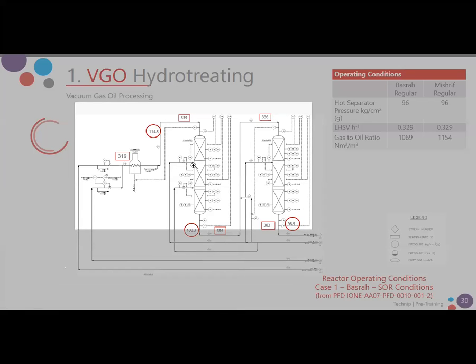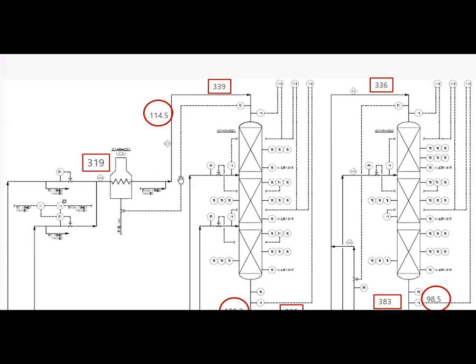So if we see here the reactors, we can see here the inlet to the charge heater. This is the temperature, that is 319 degrees C. Then you heat it up to 339 degrees C.